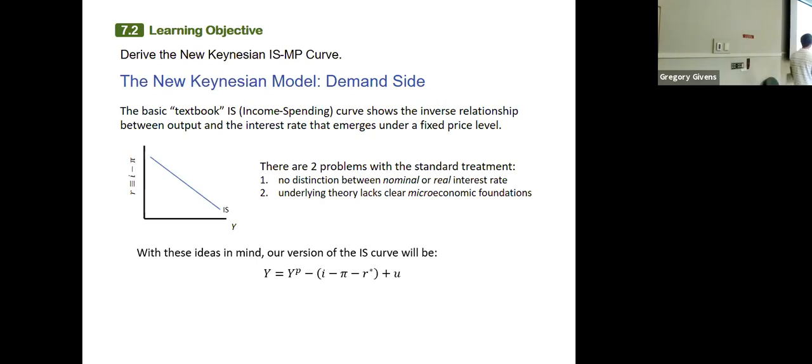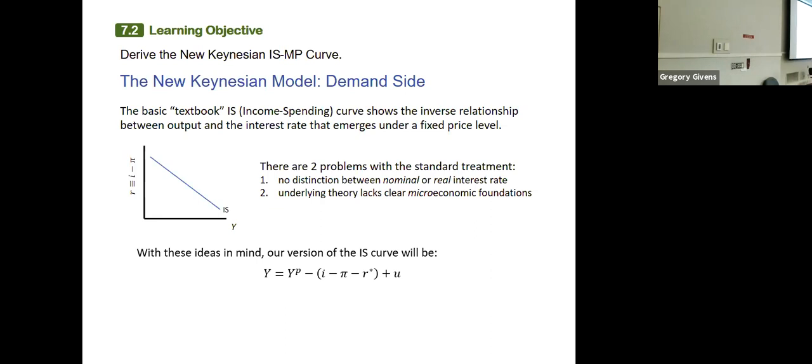So the new Keynesian model is this model of the transmission mechanism, which explains how changes in the central bank's policy setting, which is the short-term nominal interest rate, affect the broader variables in the economy that the central bank cares about. The 2 most important ones that we're discussing are the output gap, as well as the economy's rate of inflation. The new Keynesian model basically has 2 key sides, a supply side and a demand side.